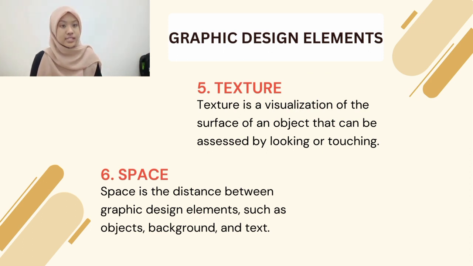Texture can be divided into two: visual texture and tactile texture. Visual texture is a texture that can be directly perceived by sight. Meanwhile, tactile texture is a texture that can be felt by sight and touch.